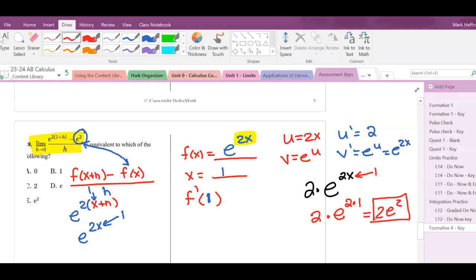Now, that does not show up over here. So none of the answers were correct. Seems like either C because it has a 2 in it, or E because it has an e squared in it. So I'm going to have to go back and look, and probably just give credit for anybody who picked either C or E. But most importantly, the correct answer was 2e squared.